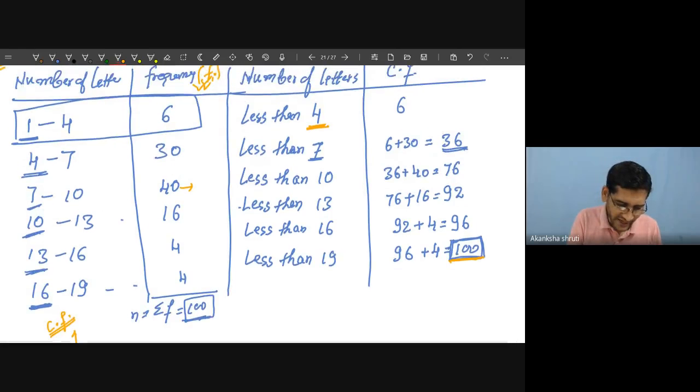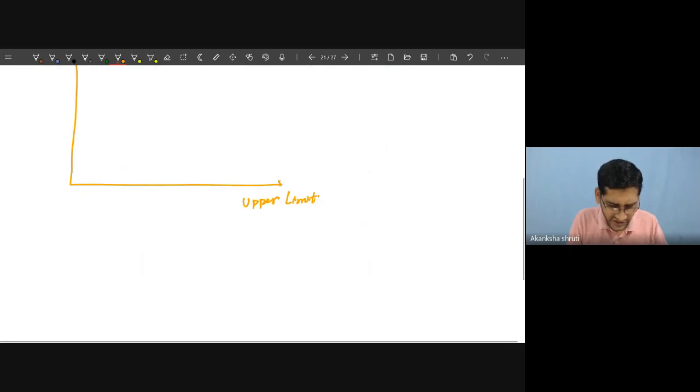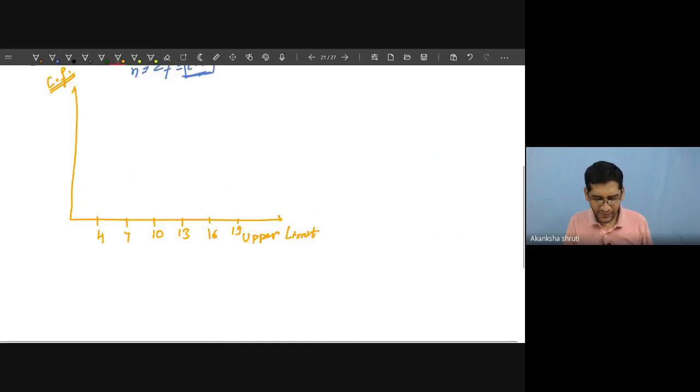Let us quickly write that. Say 4, 7, 10, 13, 16, and 19. So put it. 4, 7, 10, 13, 16, and 19. So these are the upper limits that we have plotted.